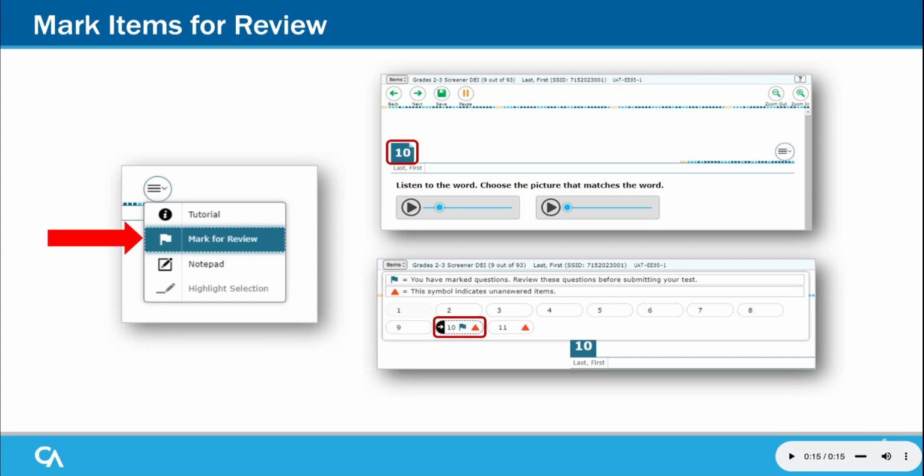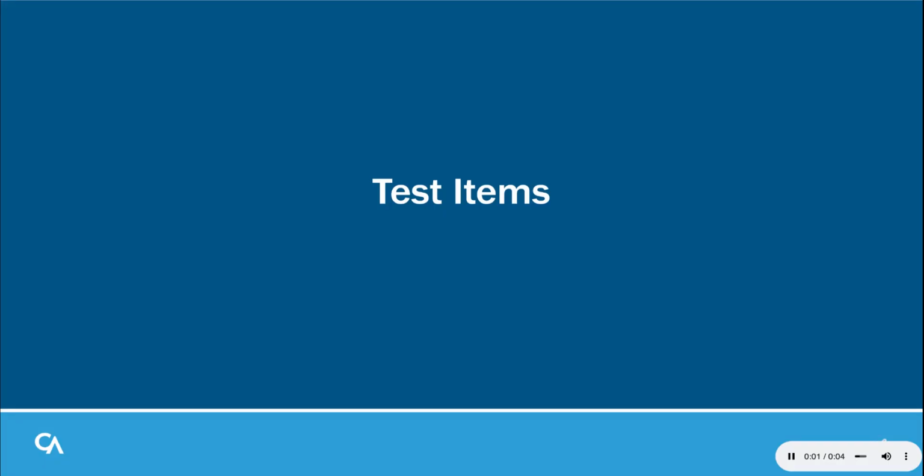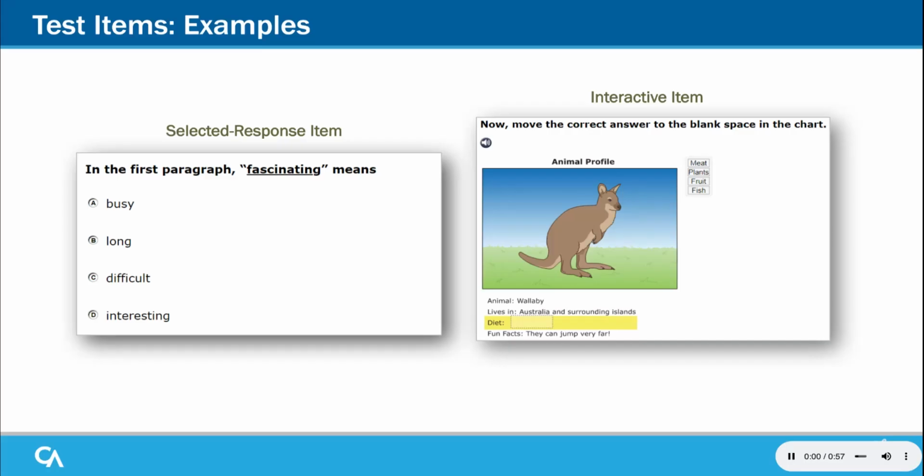Next, we will discuss some types of items that students may see. Students will encounter several types of items during testing. To answer selected response items, students must click the desired answer option so that the letter A, B, C, or D becomes shaded. For interactive items, students need to follow the instructions given to know how to indicate their answer.